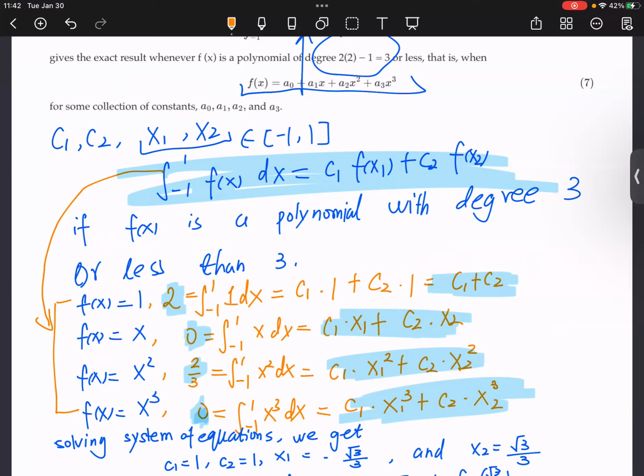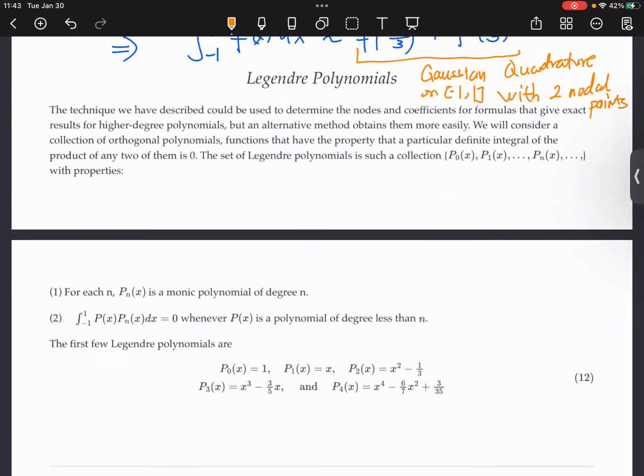I will maybe ask you to calculate the C1, C2, X1, X2 in simple situations. I will not ask you to calculate n equals 5, n equals 6. That is so crazy. But one good news is that for each interval, the locations of the Gaussian nodal points are fixed. And so now we go to the general way to get the Gaussian nodal points and then derive the Gaussian rule here.